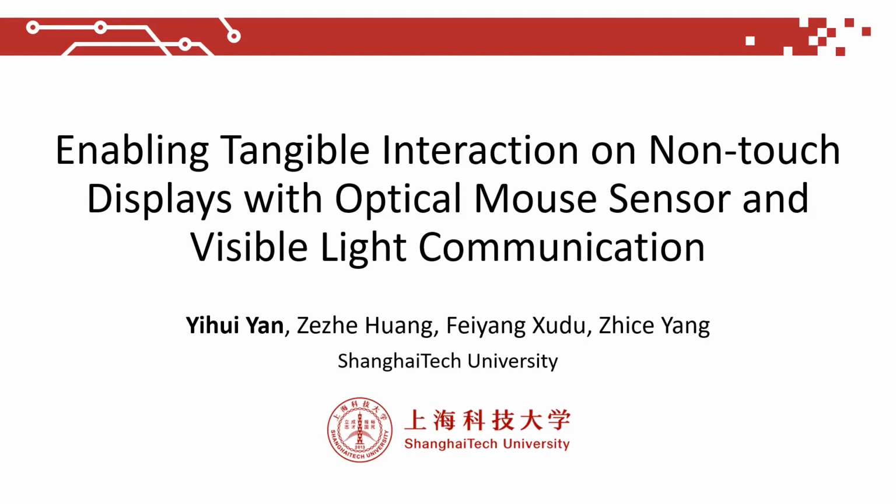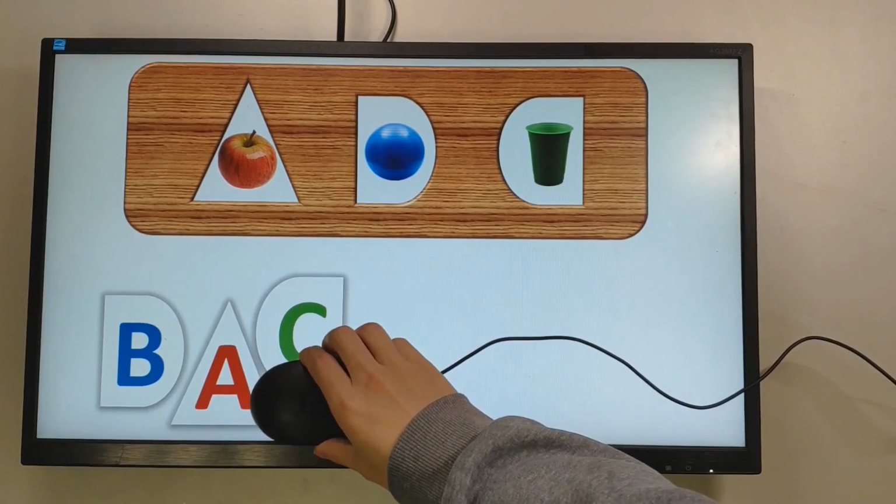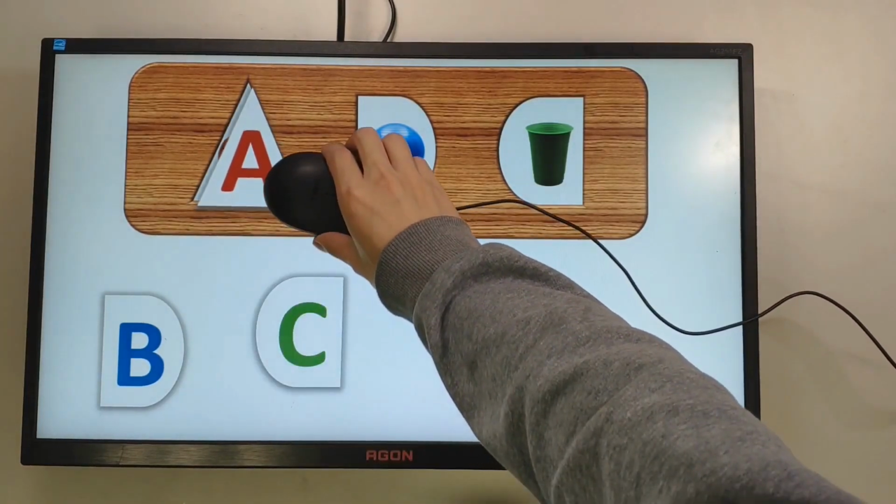We present a new tangible user interface. The interface consists of an ordinary screen and the mouse token tangibles. The mouse tokens are commercial optical mice or customized wireless tokens with optical mouse sensors inside. Once the tangibles are put on the screen surface, their locations and orientations can be checked in real time. The user can use them to interact with the digital content.